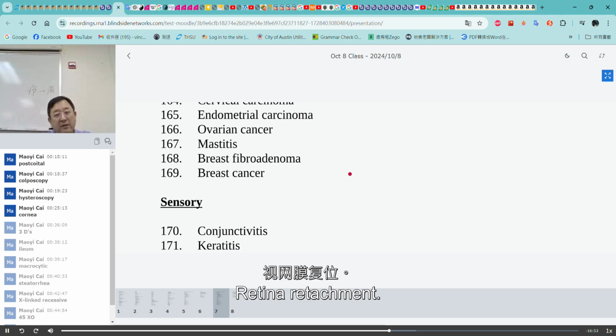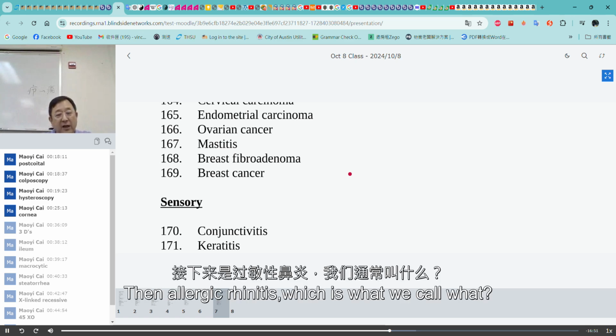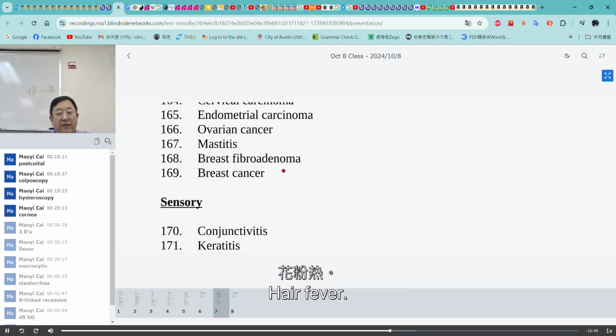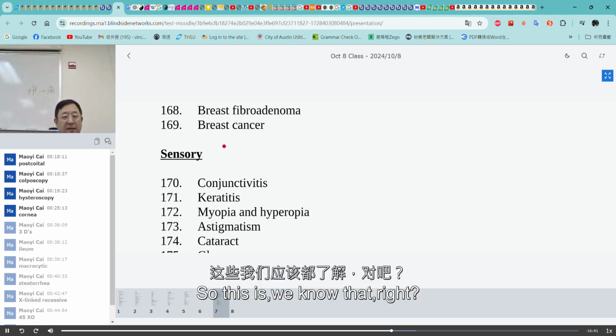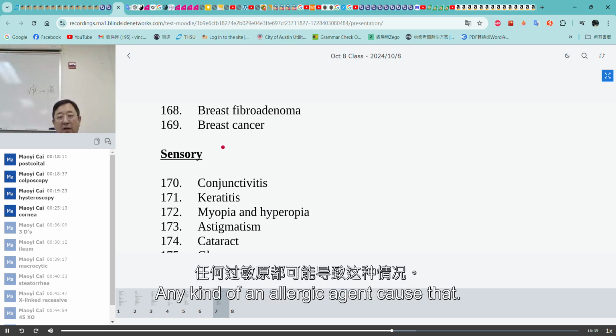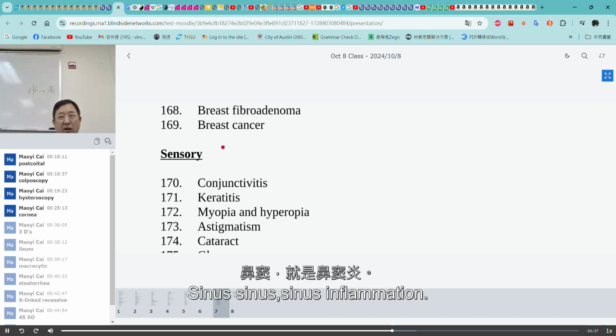Retina reattachment. Then allergic rhinitis, which we call what? Hay fever. Allergy induced to what? Runny nose, itchy nose, allergic, hay fever. Okay, so we know that, right? Any kind of allergic agent can cause that.